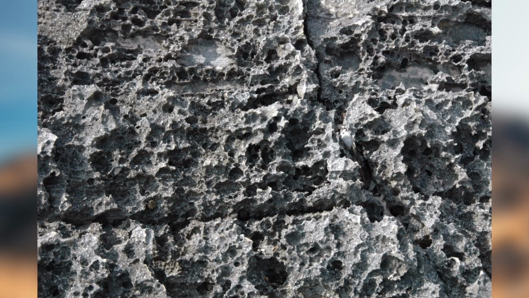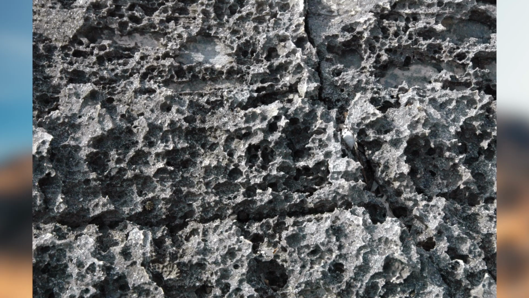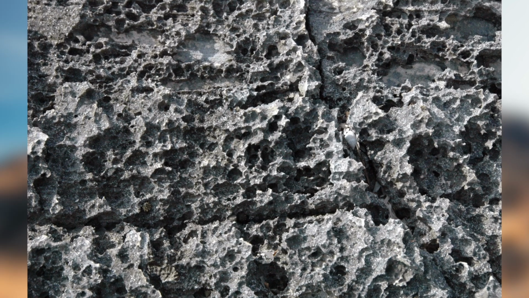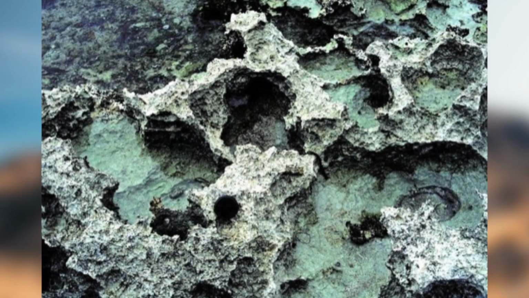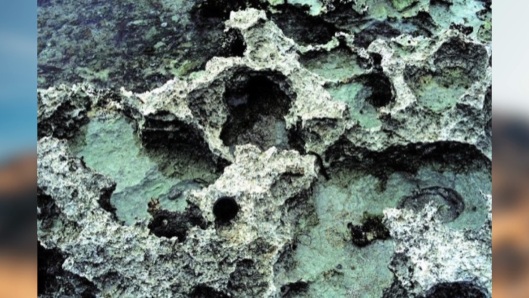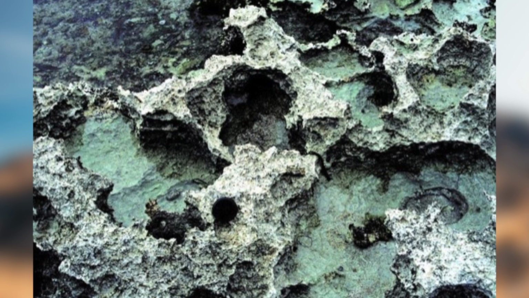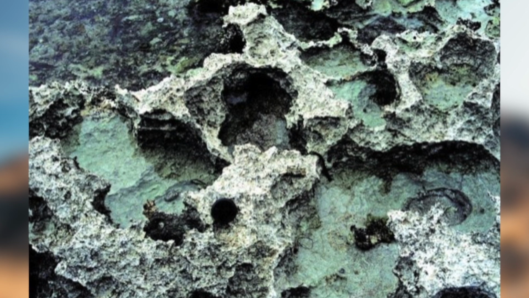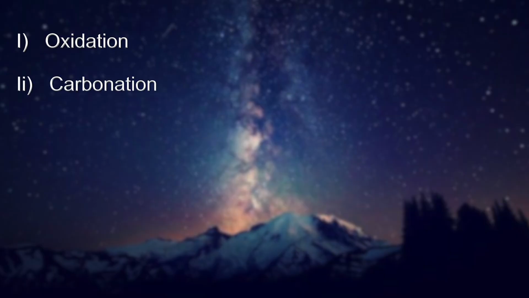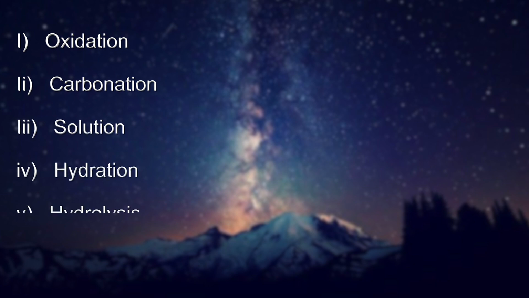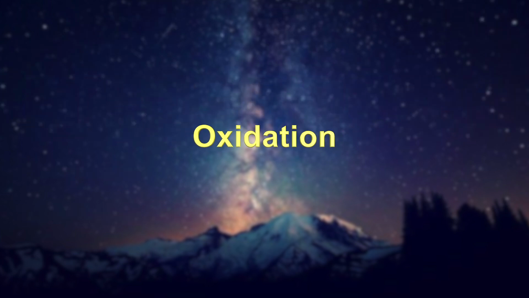Some rocks decompose when they come in contact with water and carbon dioxide from the air. Some minerals in rocks undergo chemical changes and may be removed from the rocks, and thus the rock is weakened. Chemical weathering occurs in rocks through five processes, which include: 1. Oxidation, 2. Carbonation, 3. Solution, 4. Hydration, 5. Hydrolysis.